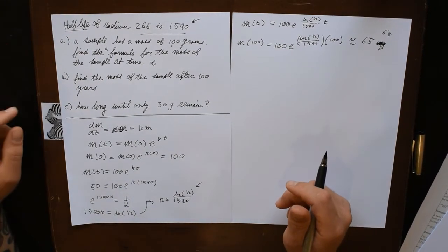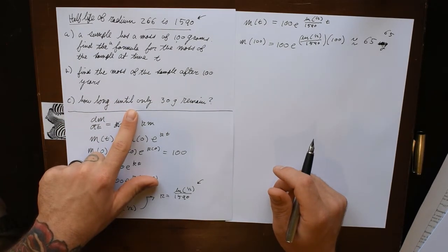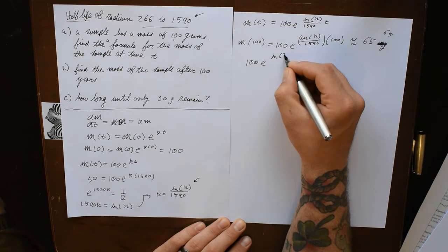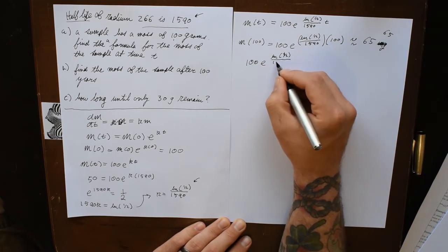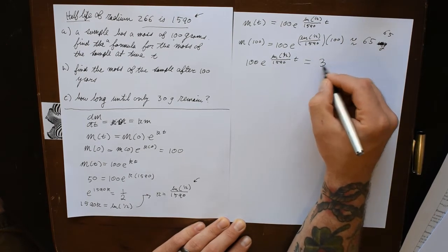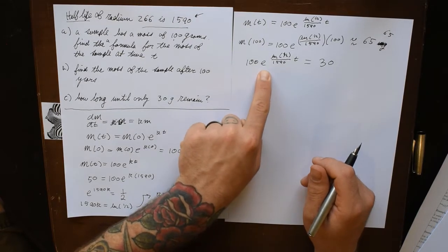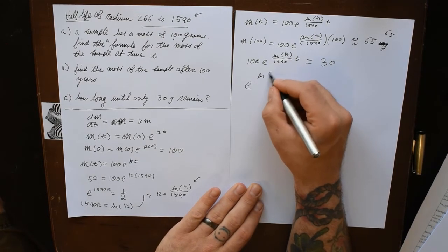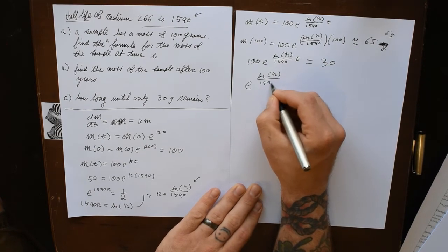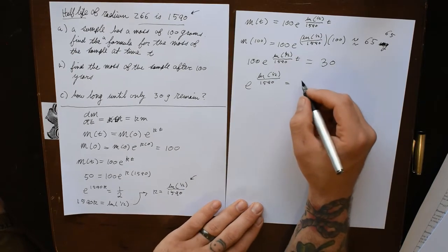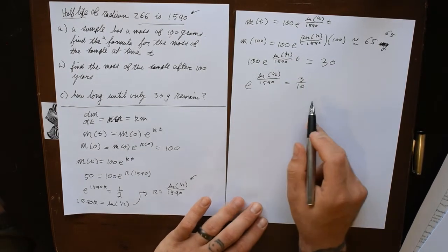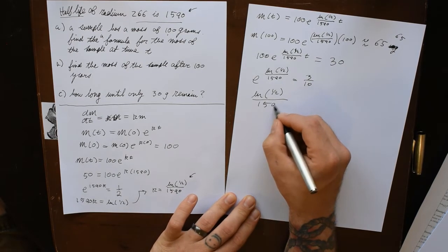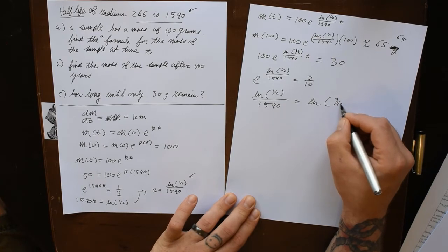Perfect. So let's figure out how long it'll take for there to be 30 grams remaining. What that means is we want to figure out when 100 e to the natural log of 1/2 divided by 1,590 t is equal to 30. We want to figure out how long it takes for that thing to decay to 30 grams. Divide both sides by 100 to get e to the natural log of 1/2 all over 1,590 t is equal to 30 on 100, which is 3/10. I would take the natural log of both sides to get the natural log of 1/2 all over 1,590 t is equal to the natural log of 3/10.